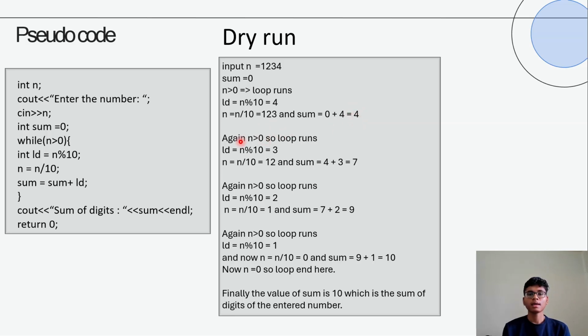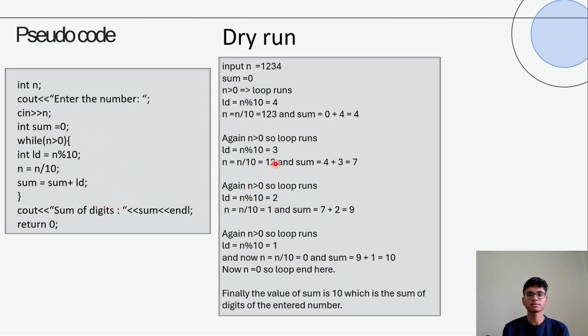Now again n is greater than 0 as n is 1, 2, 3. So the loop runs again. Now the last digit is 1, 2, 3 modulus 10, which is 3. Now again divide this number by 10, we get 1, 2. Now the sum will be the previous sum plus the last digit, which is 4 plus 3, which is 7. And we are doing all according to the steps in the loop.